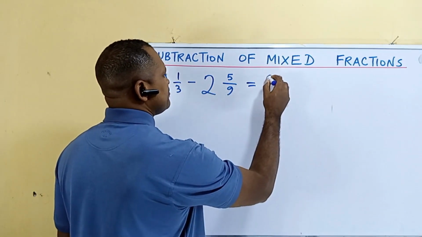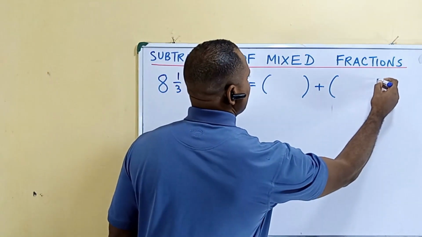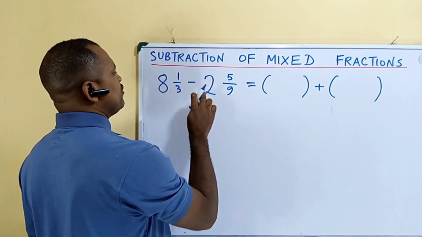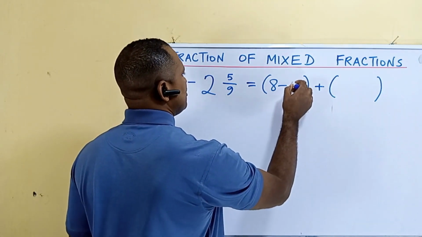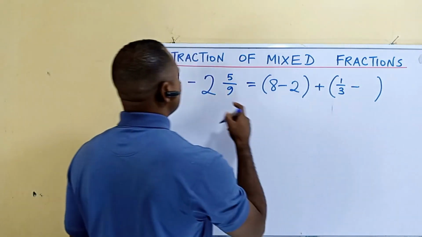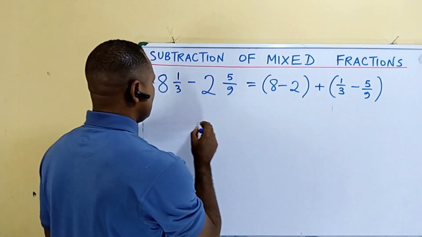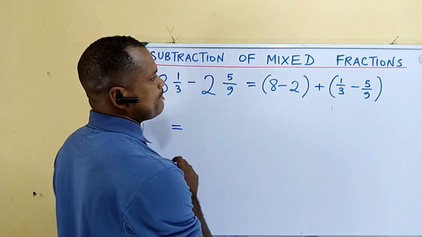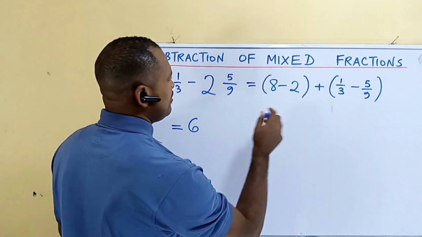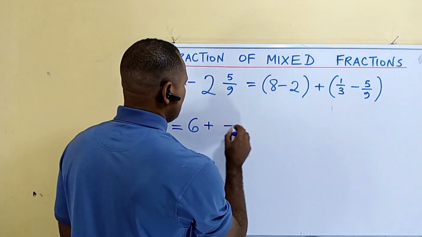2 brackets, plus between the 2 brackets. The whole number should go here: 8 minus 2. Then 1 over 3 minus 5 over 9. Good. Equal to. This 8 minus 2 will give us 6. Plus, draw your line.